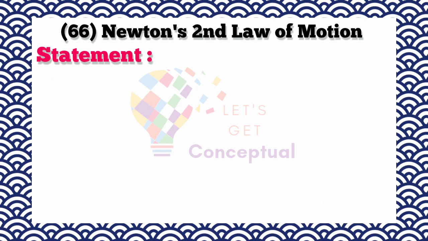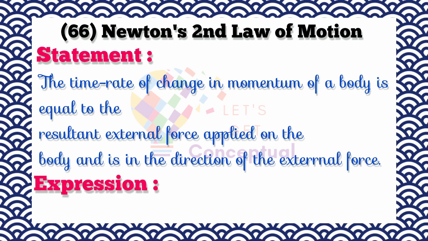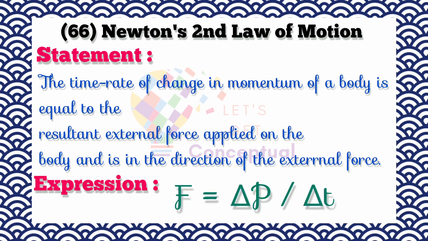Number 66. Newton's second law of motion. Statement: The time rate of change in the momentum of a body is equal to the resultant external force applied on the body and is in the direction of the external force. Expression: F is equal to delta p divided by delta t.